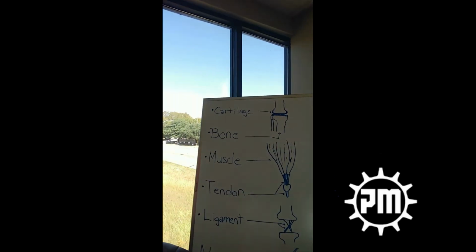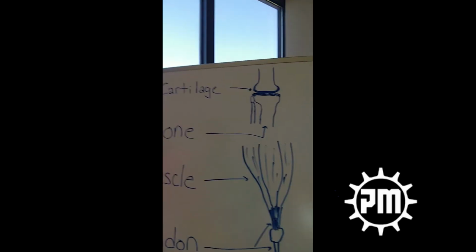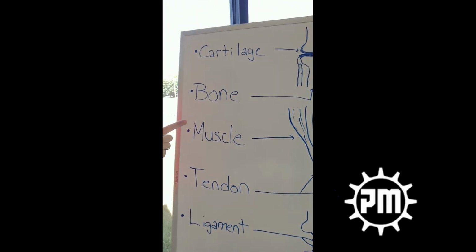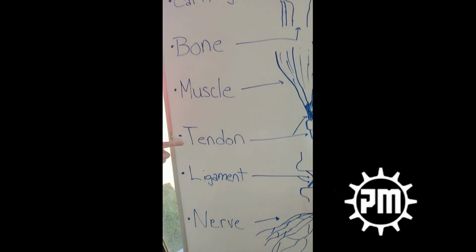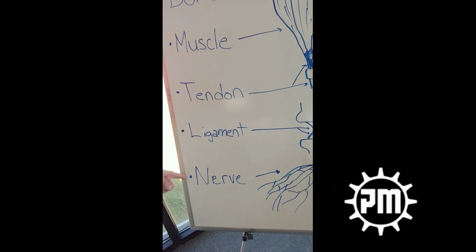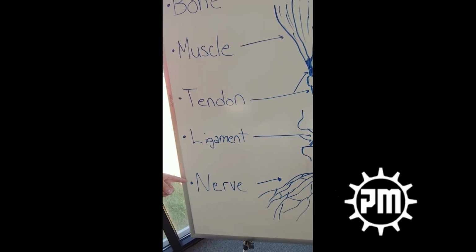So here we go. If you look behind me, you can see on this board here, we have a lot of different tissues, okay? Typically, we have cartilage, bone, muscle, tendon, ligament, and last but not least, and always forgotten, nerve tissue. Okay, so identifying each one of these is a task in itself, but a trained therapist should be able to identify which tissue is at fault.